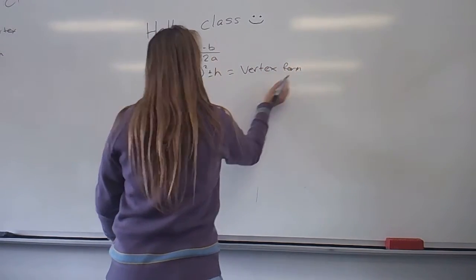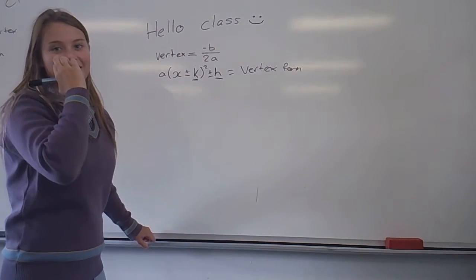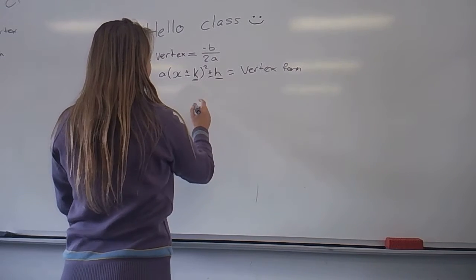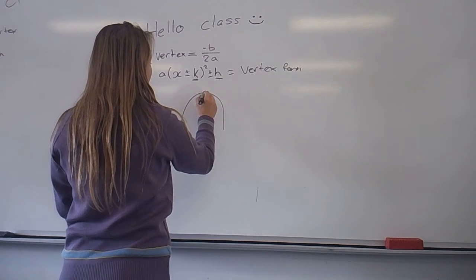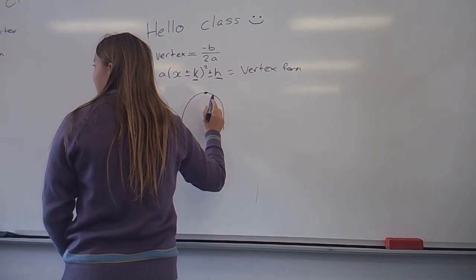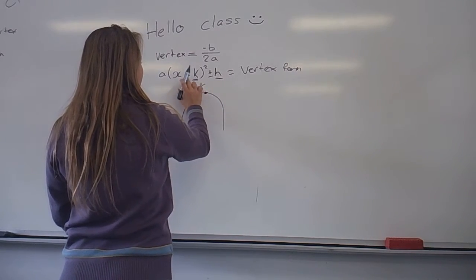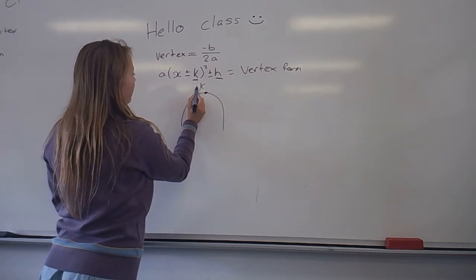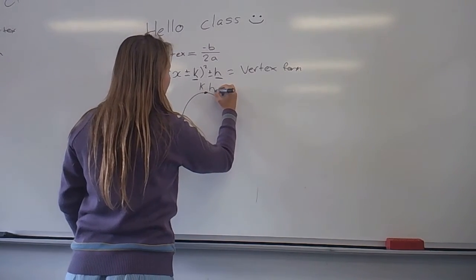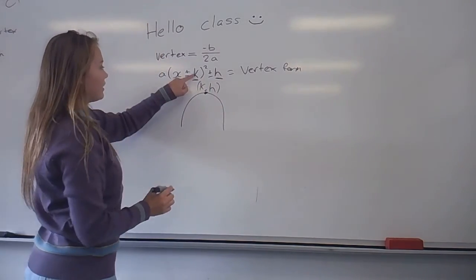So these numbers here represent the vertex of a parabola. So if this was your parabola, it would be k, then it would be the opposite of that. So if it's plus k, it moves left. If it was a minus k, it moves to the right. But this is like the opposite of this.